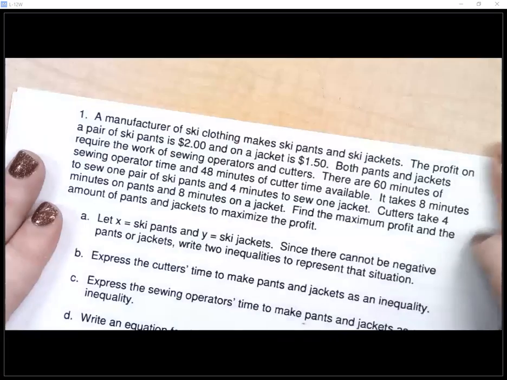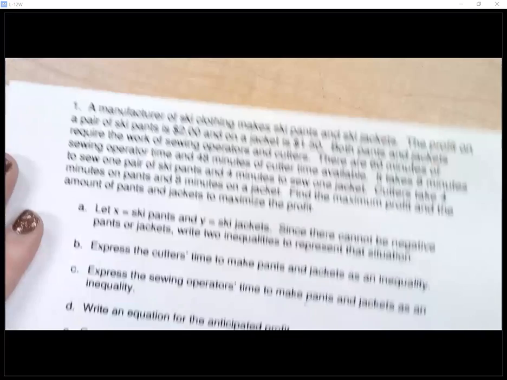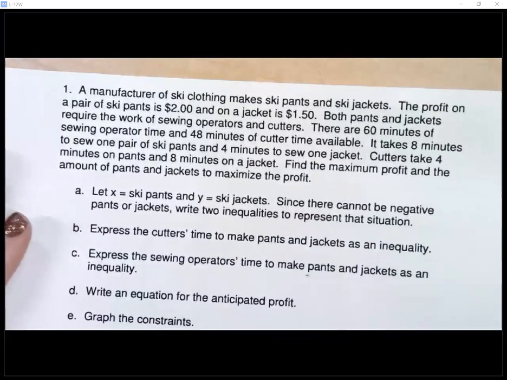Okay, new situation. You ready? So I'll help you get started and then I'll let you do a little bit more of it on your own. So this time we are manufacturing ski clothing. We have ski pants and ski jackets. The profit on a pair of ski pants is $2. Why are you bothering? But anyway, on a jacket is $1.50.